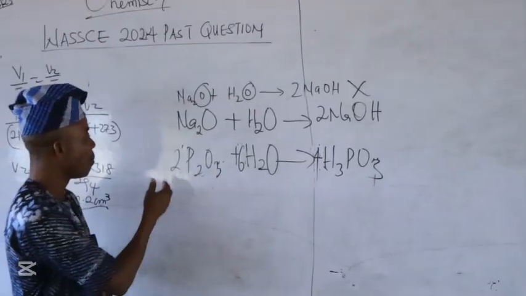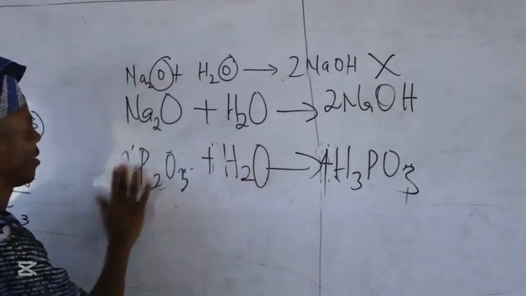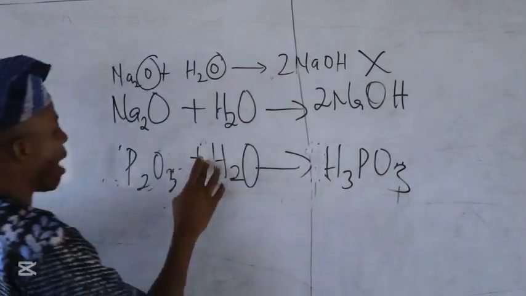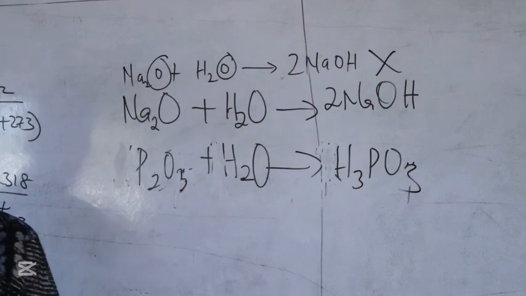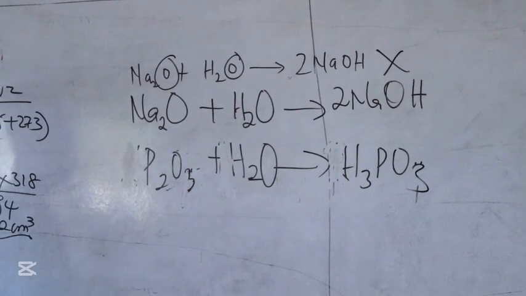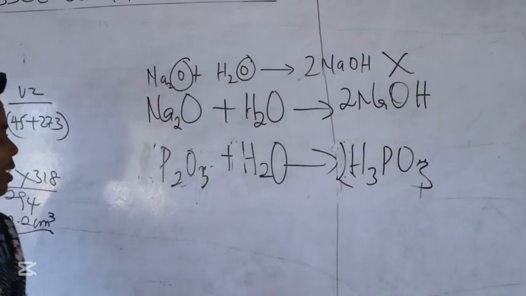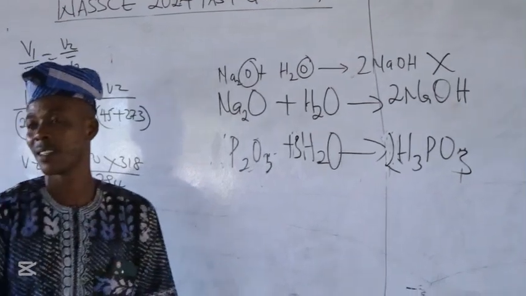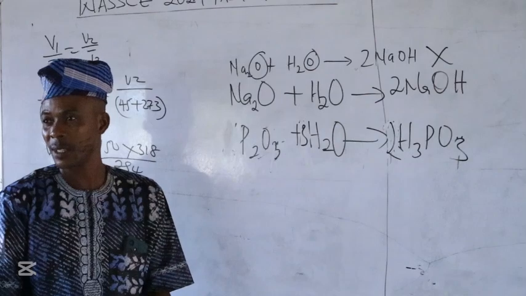So it is P2O3. You see now, you have the correct reactant and product. Then it will be easy for us to balance. How do we balance? We can put 2 here. Is that not it? Then we can put 3 here. Is it not balanced? Is that okay?